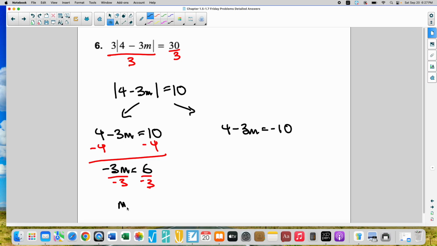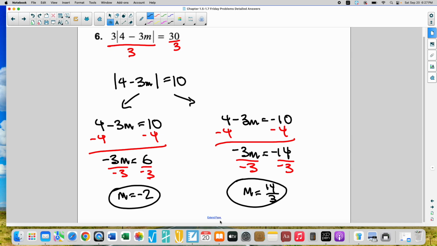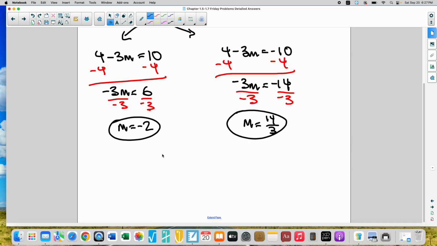And m equals -2. We will subtract 4. -3m equals -14. Divide by -3. And m equals positive 14/3. So you must simplify those double negatives. You can't simplify 14 over 3. And we're going to write it in numerical order: -2 and 14 over 3.